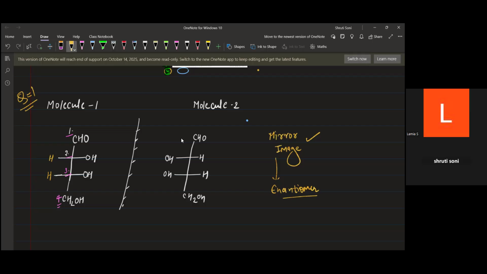R S S, R S S. Oh, right. I don't think it can be R S, right? Because that would mean it's a diastereomer, right? Which one? B? No, no, C. Why not C? C can also be a possibility, and B can also.